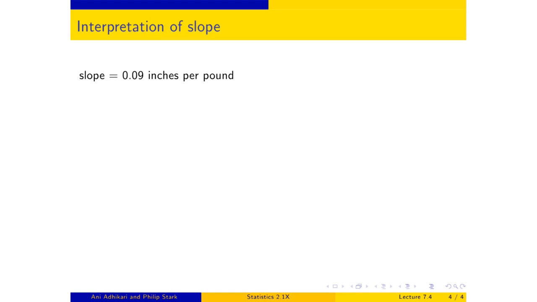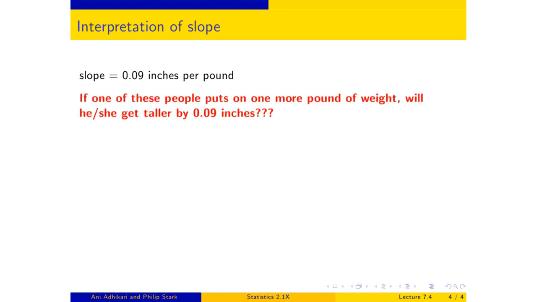And just to be clear, let's think about what that might mean. Could it mean that if one of these people puts on 1 pound, that we're saying they're going to get taller by 0.09 of an inch? That just sounds very weird. Surely this cannot be. And why can it not be? For a reason that you have seen before. We are not watching the same person eat ice cream and get heavier and heavier. We have a snapshot of a population at a certain moment.